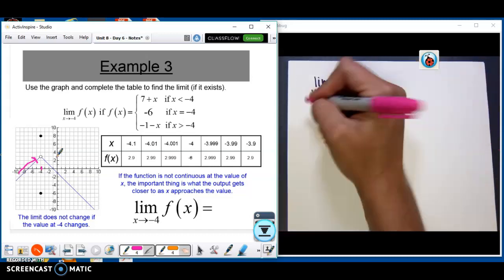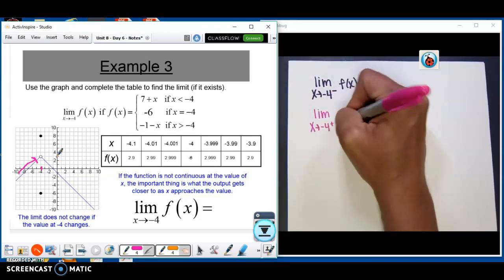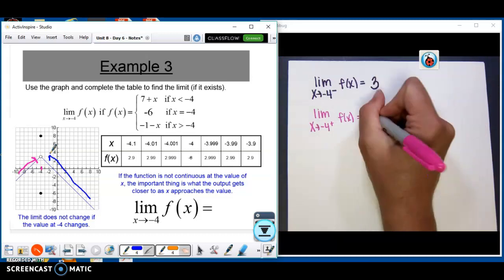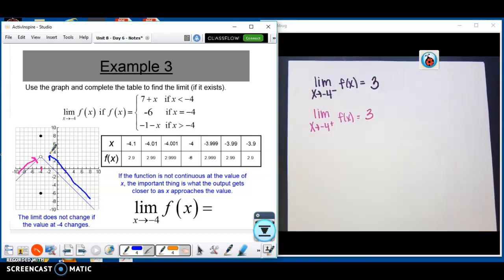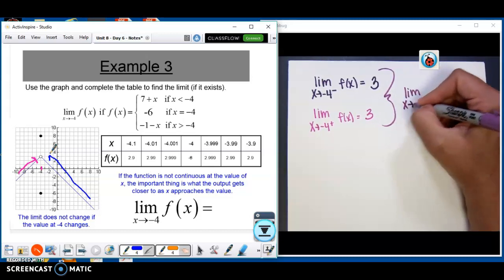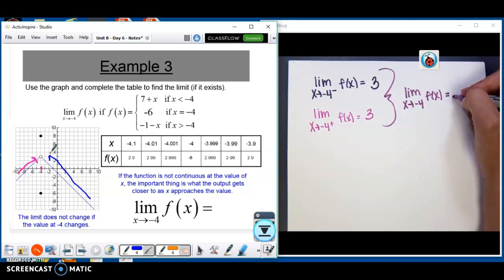And then if you look at the right side, as you come in from the right side, well, we're still approaching that same y value of 3. So when they ask you for the limit as x approaches -4 of f of x, because the left and the right were both 3, then the answer to this is going to be 3.